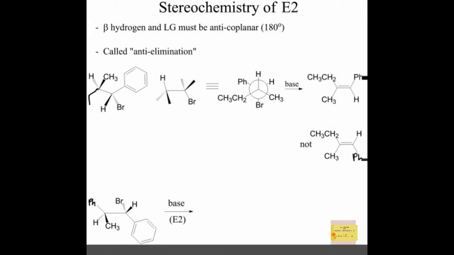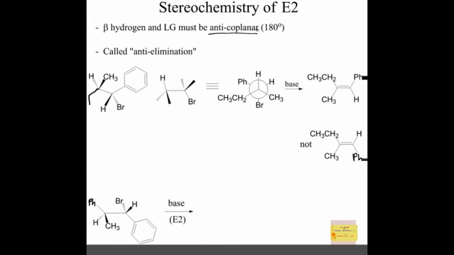What about the stereochemistry for the E2? If we're dealing with a chiral molecule and we have some asymmetric centers, what is the ramification of that stereochemistry when we do an E2? Well, it turns out that there's a special relationship we have to have between the beta hydrogen and the leaving group that got eliminated. They need to be anti-coplanar.